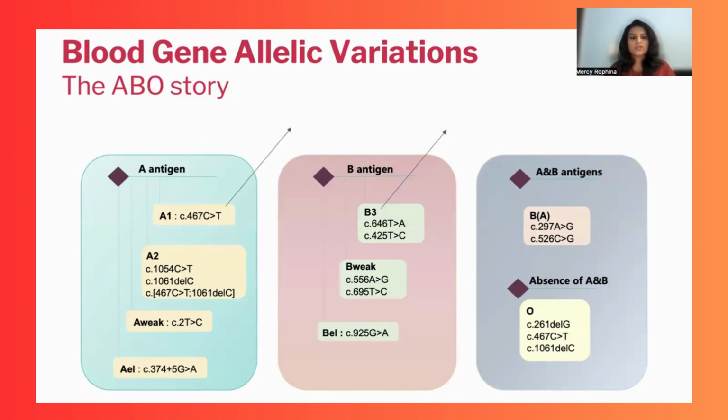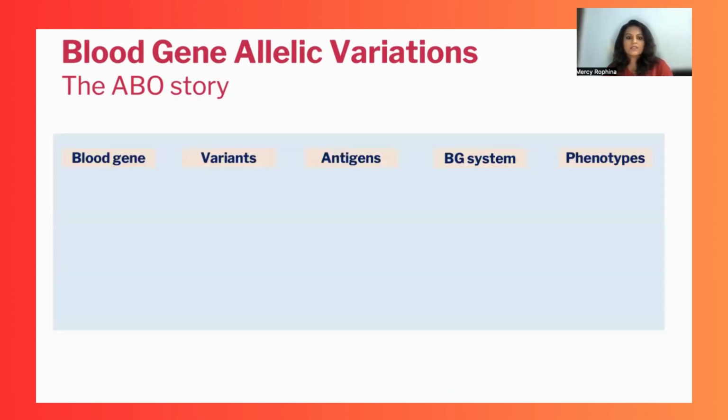Similarly, we have the A2 phenotype, A weak phenotype, AEL phenotype, and there is a list of genetic variations associated with each of these phenotypes. So we have a list of genetic variations and their associated phenotypes which are systematically provided by the ISBT resource. This illustration or tabulation will give a very clear picture of this concept.